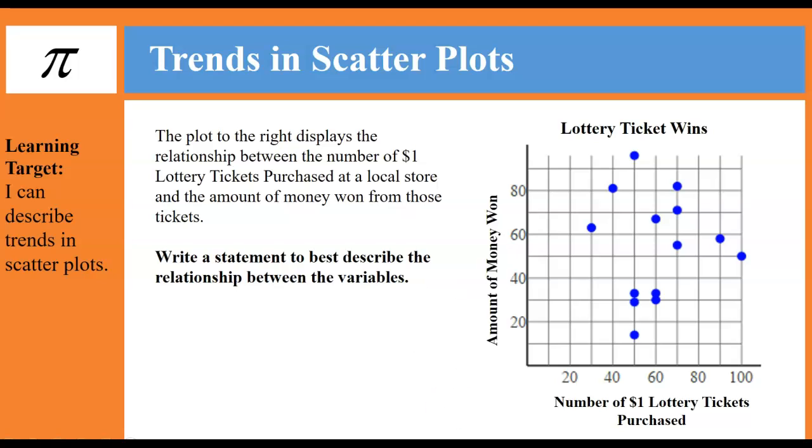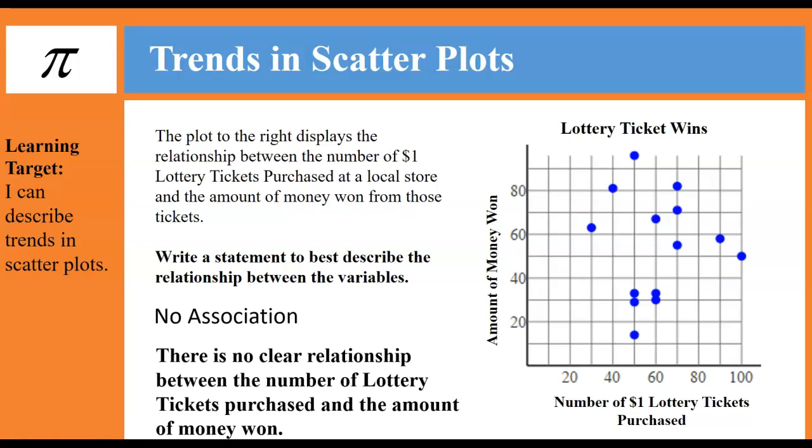If we remember this particular graph, it had no real association. I don't see a line in my data. So because there's no association, how do we put this in words? Well, we might want to say something like, there's no clear relationship between the number of lottery tickets that you buy and the amount of money that you win. I'm just trying to pull words from the axes and from the graph and make a common English sentence.